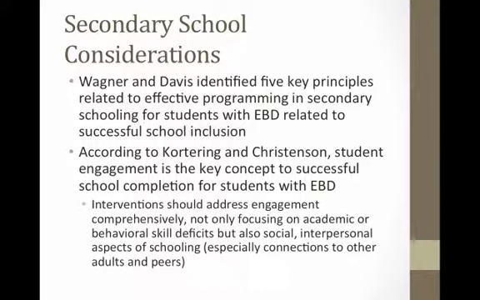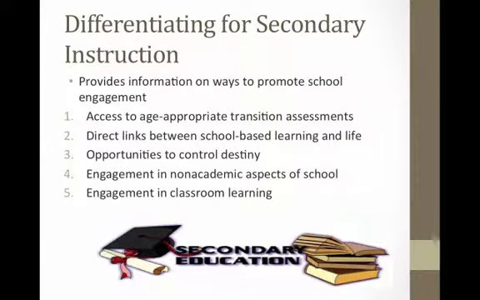According to Quartering and Christensen, student engagement is the key concept to successful school completion for students with EBD. Interventions should address engagement comprehensively, not only focusing on academic or behavioral skill deficits, but also social, interpersonal aspects of schooling, especially connections to other adults and peers. Differentiating for secondary instruction provides information on ways to promote school engagement. There's access to age-appropriate transition assessments, direct links between school-based learning and life, opportunities to control destiny, engagement in non-academic aspects of school, and engagement in classroom learning.